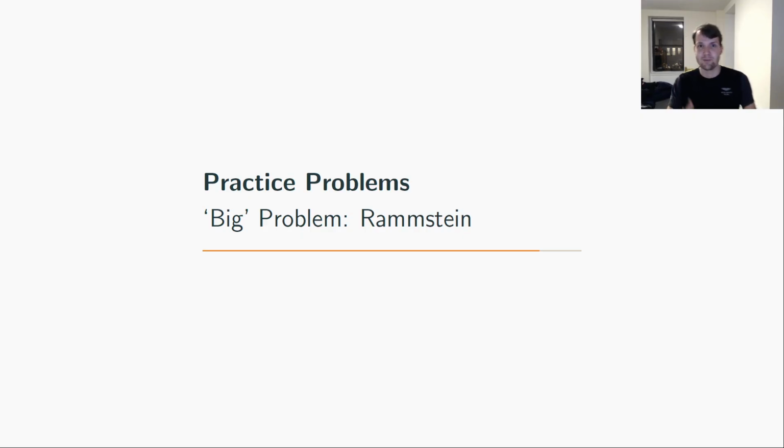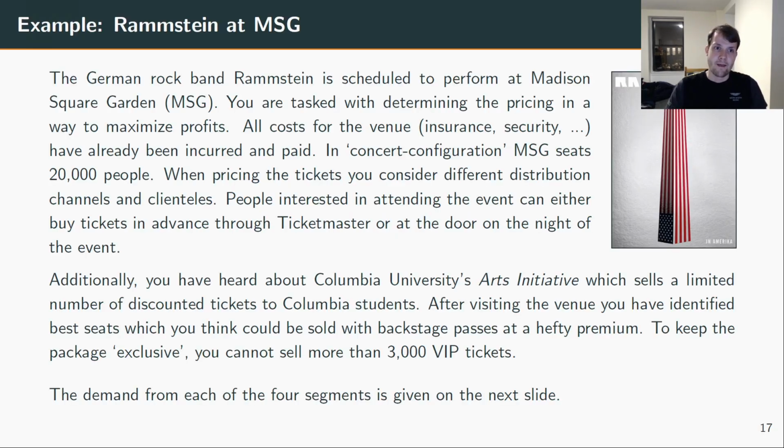Now we're going to look into a bigger problem, the one where we have different demand curves. The German rock band Rammstein, I saw them at the Jet Stadium a couple weeks ago. That was amazing. They're going to play at Madison Square Garden. This was a couple of years ago. And you're tasked with determining the price for different types of tickets in a way to maximize profits. All costs for the venue, insurance, and security have already been incurred and paid. That just means they're sunk. We're not going to care about costs. Makes it a little easier.